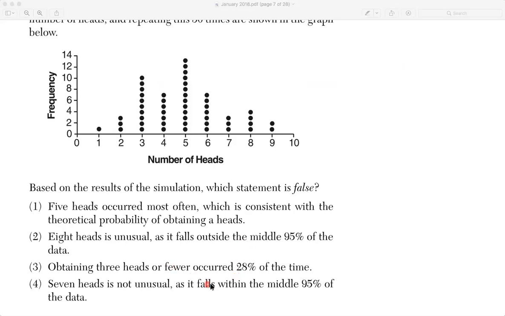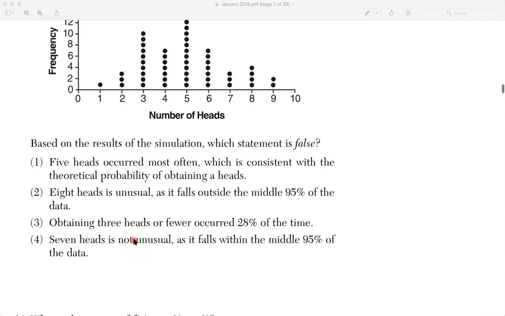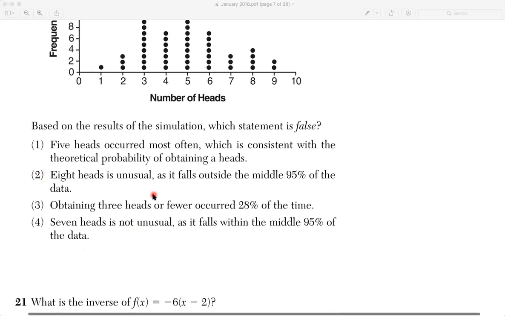7 heads is not unusual as it falls within the middle 95% of the data. Correct, 7 heads wouldn't be unusual. 8 heads is also not unusual, and we'll discuss why. But if you see 1, 2, 3, 4, 5, 6 over 50, that is a decent percentage. It's not less than 2.5%. So 8 heads is actually common. You could expect that to happen. So the answer here, the false one, is 2.